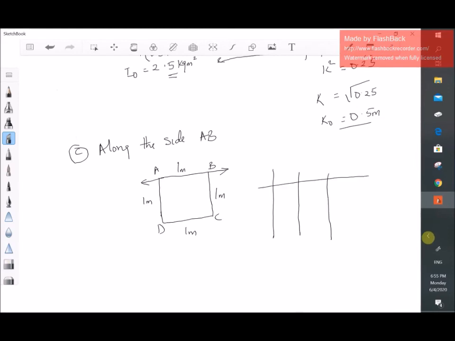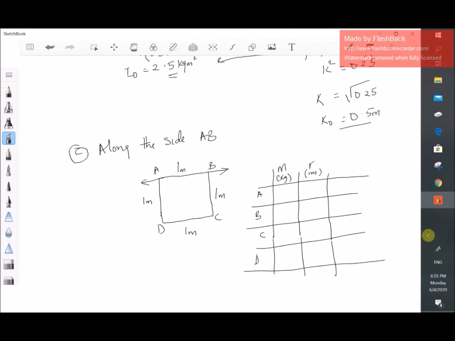As you can see, this is my mass in kg. This is my radius in meters. Right? My point A, my point B, my point C, and my point D. Now the masses at point A from the question is 1, point B is 2, point C is 3, point D is 4. These were the masses that were given to us, and the combined mass here is 10 kg.